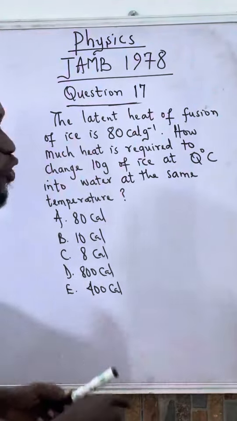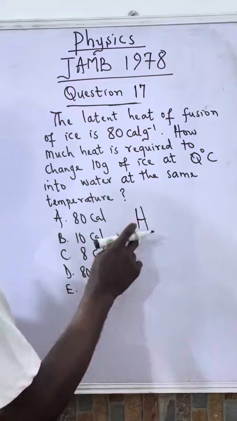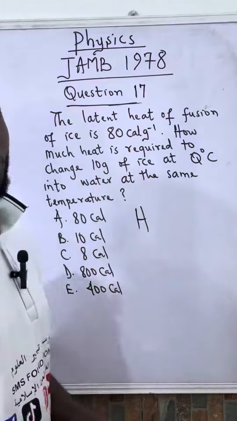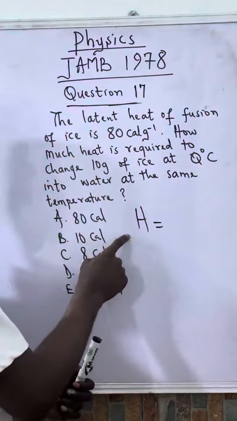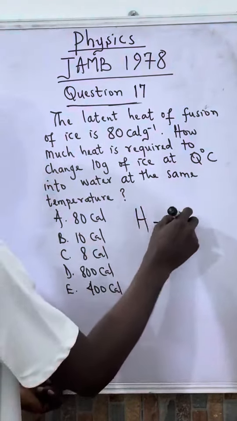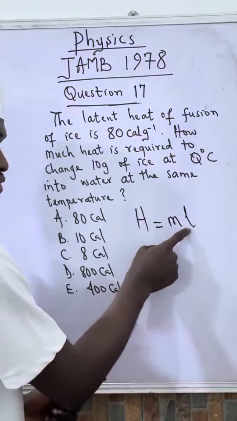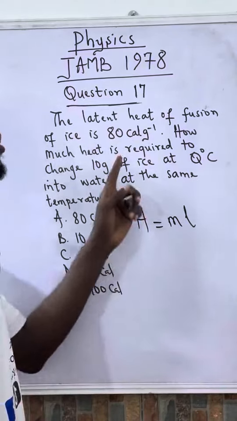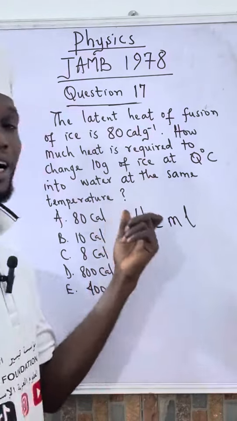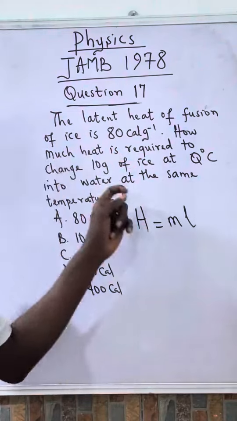So the formula for latent heat of fusion, let's take it as H. Whether latent heat of fusion or latent heat of vaporization, the amount of heat required is equal to M times L. This L stands for the latent heat of fusion. So that is the formula. H stands for the quantity of heat that we need. M stands for the mass of the given solid.